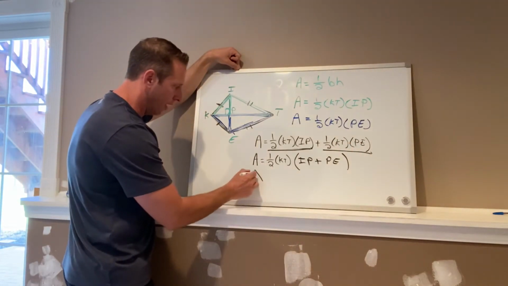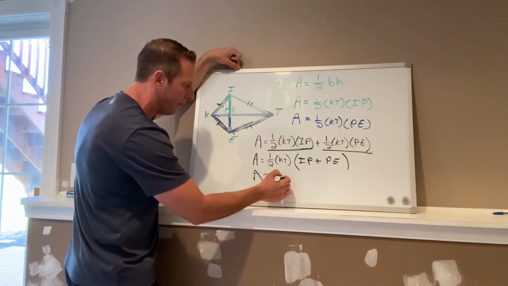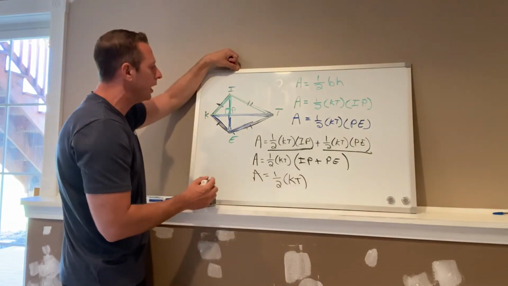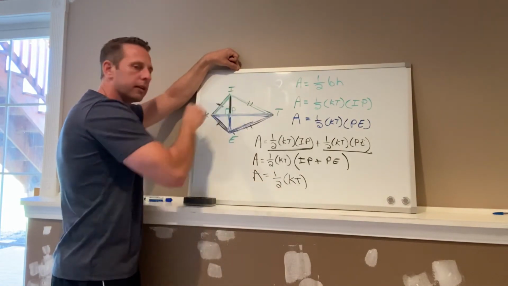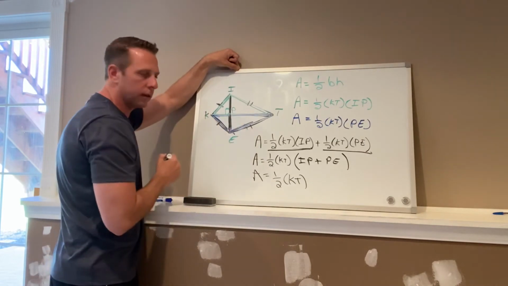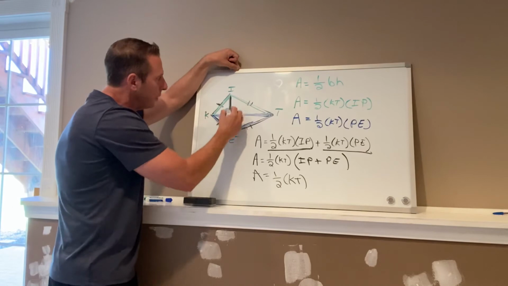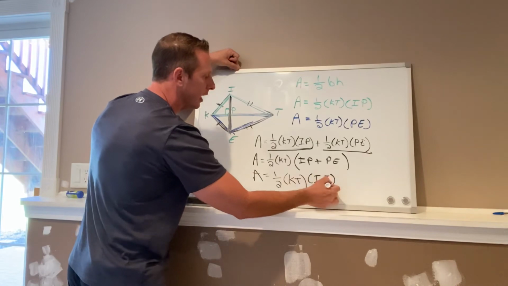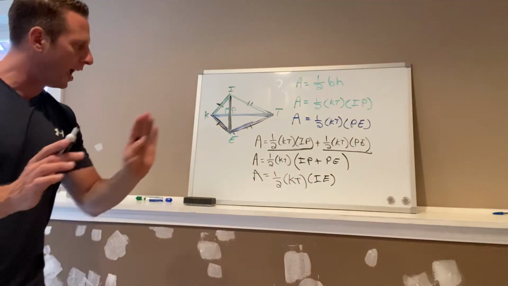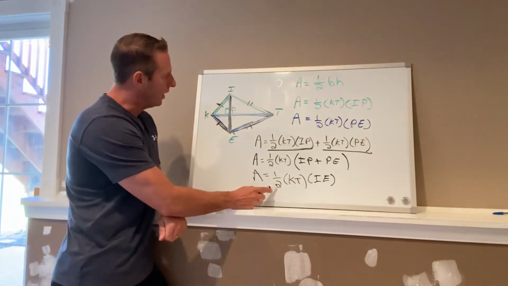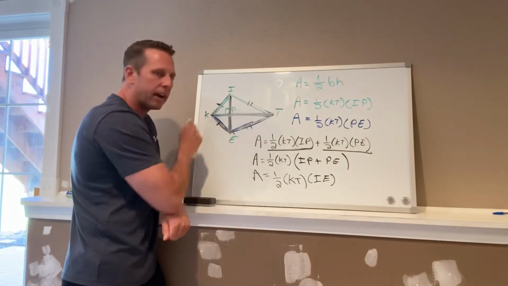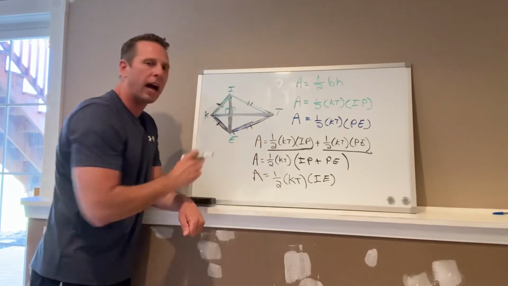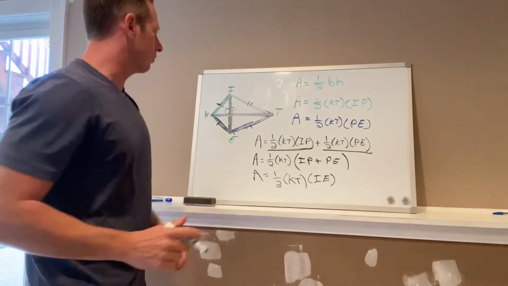Now look, area equals 1/2 KT times IP plus PE. IP is this. PE is this. IP plus PE is this entire length, which is IE. So now if you look at what I have written here, 1/2 KT, which is this entire segment, times IE, which is this entire segment. What are KT and IE? Diagonals, right. Okay, so those are the diagonals.